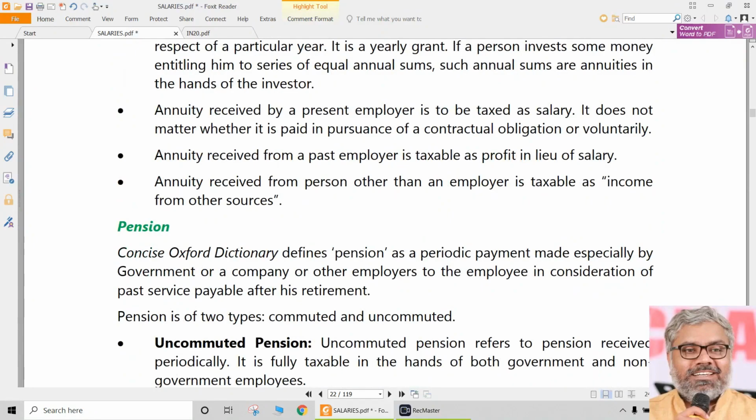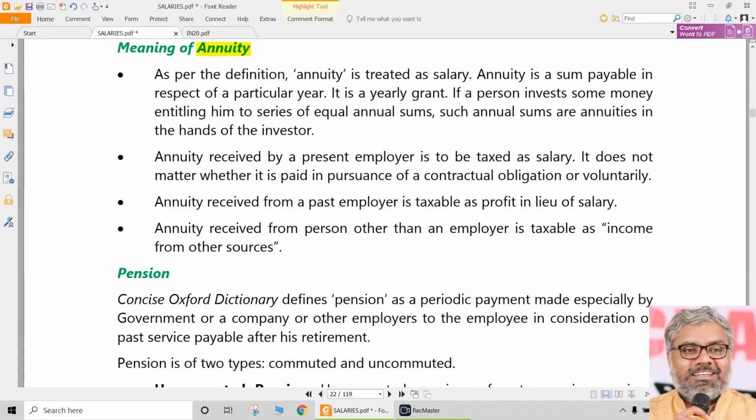So we don't care about what word is used, whether annuity is the word used or pension is the word used, doesn't matter. Essence matters. What is essence? Essence is when normally the employee receives pension after the retirement from employer, what is the treatment? Definitely it is to be taxed as salary. That's all. And does it matter whether this annuity or pension payment is a contractual obligation of employer or voluntarily employer is paying? It doesn't matter.